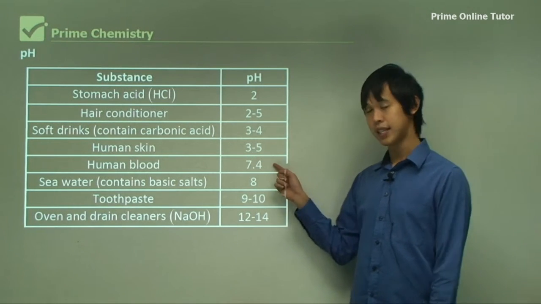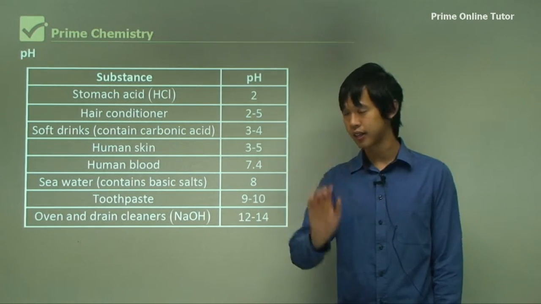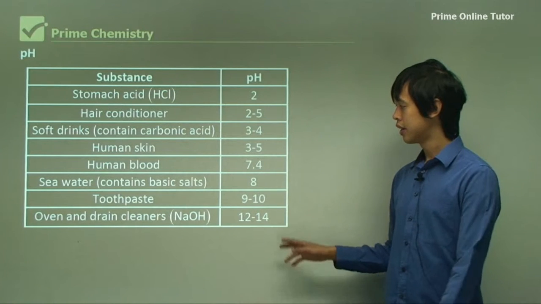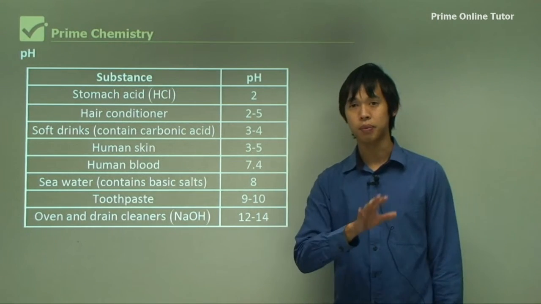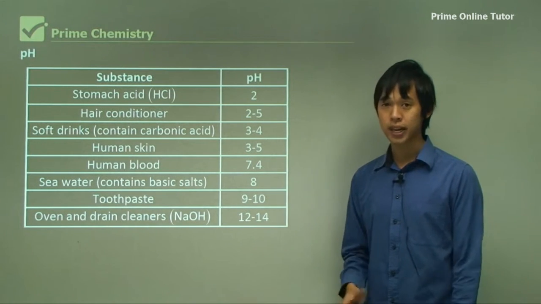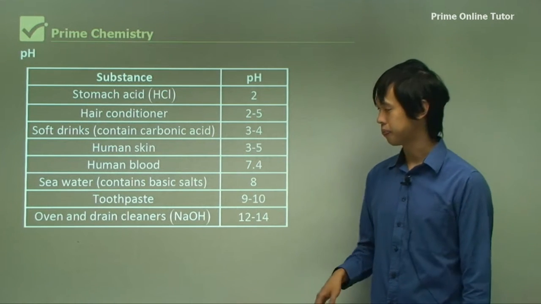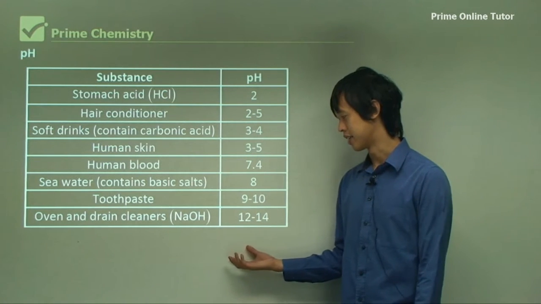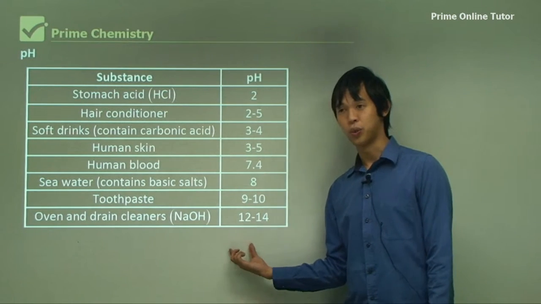Human blood is a bit basic, it's 7.4. Okay, so it's above 7, so it's basic, not very acidic. Seawater contains some basic salts, so it's about 8, so it's quite basic, not very acidic, in other words. Toothpaste has a lot of bases in it, so it's about 9 to 10. And most cleaning products are quite basic. And oven and drain cleaners, which is sodium hydroxide, are very, very basic, 12 to 14.